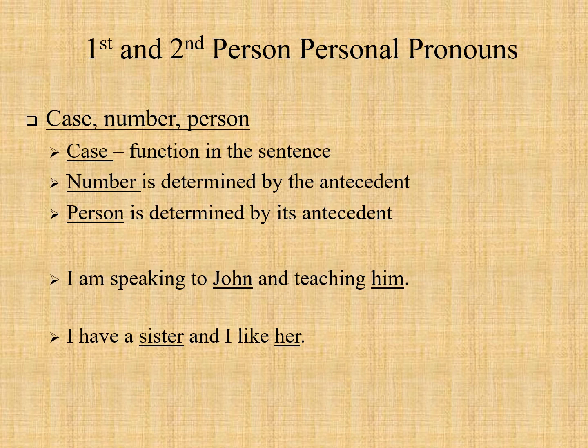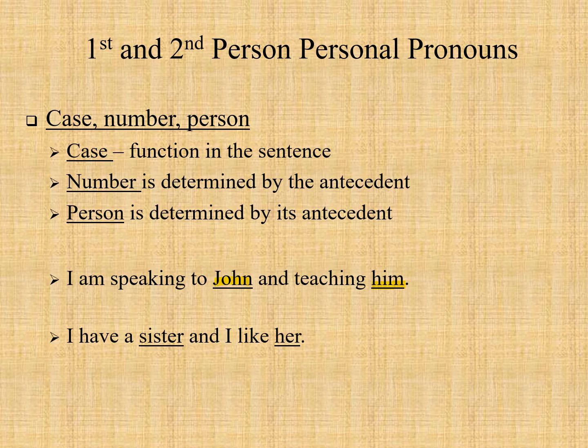I am speaking to John and I teach him. Notice here the personal pronoun him corresponds to the word John, both in number, both are singular, and by its person. It is referring to John, and him is therefore masculine. Now, the personal pronoun him is the direct object of the verb teaching, so it has to be in the objective case, and therefore it is him.